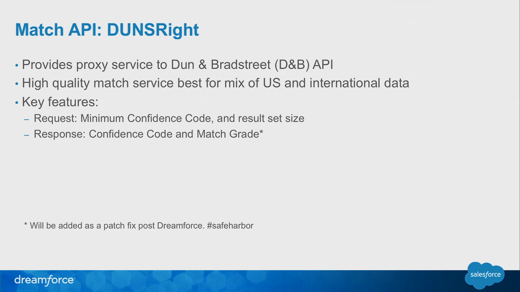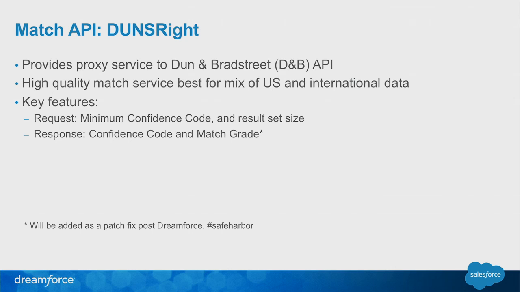Let's take a look at the DunsRight Match API itself. As I said, it's a proxy service to the Dun & Bradstreet DunsRight API. DunsRight is a trademark and their proprietary matching algorithm. It's pretty high value, and it allows you to match against international data sets. Our typical match engine within Data.com was very much focused on English and the US. DunsRight allows you to match against their entire 240 million record data set that we provide.